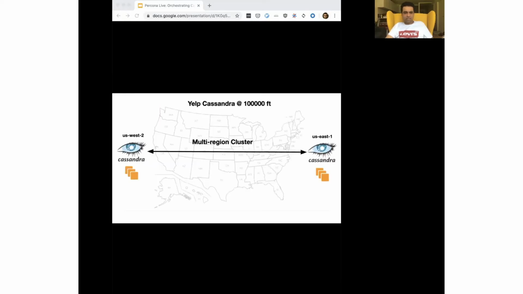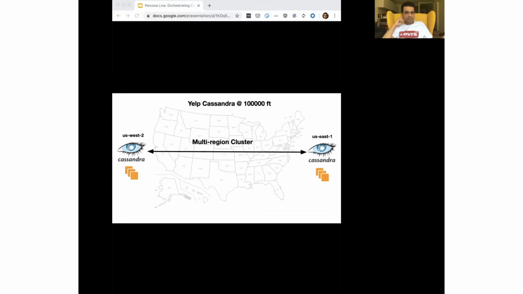Great. So let's see. Okay. So you have Cassandra at 100,000 feet. This is how it looks. We have what is known as a multi-region cluster. And this is the status quo with the EC2. I'm going to show you the Kubernetes one soon.